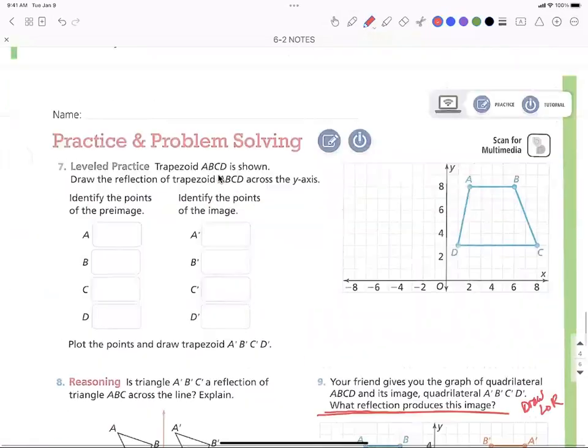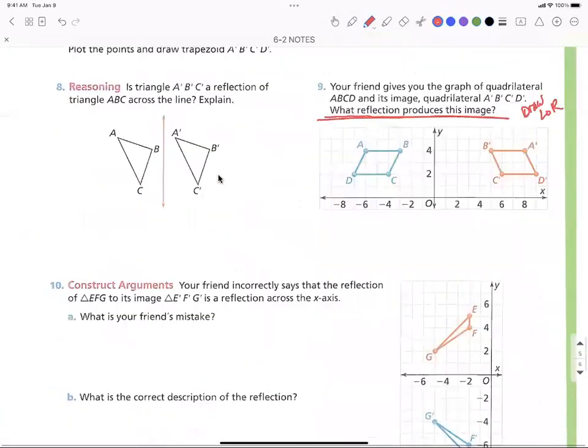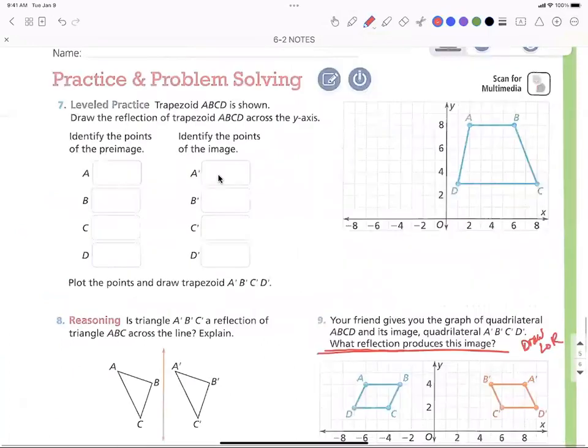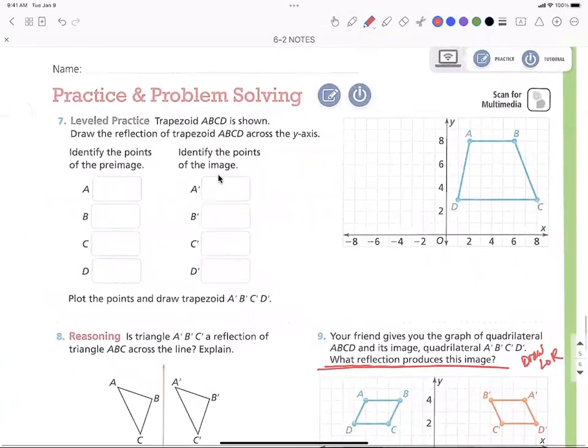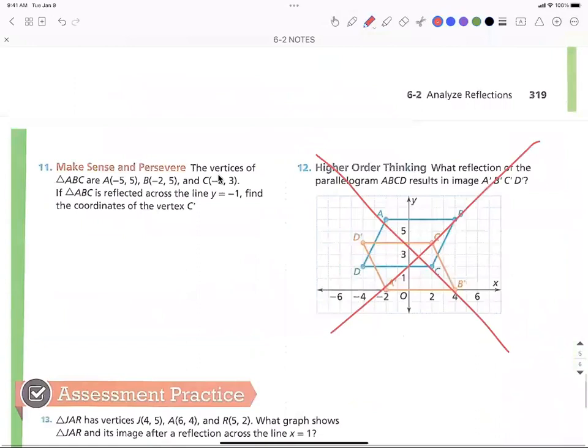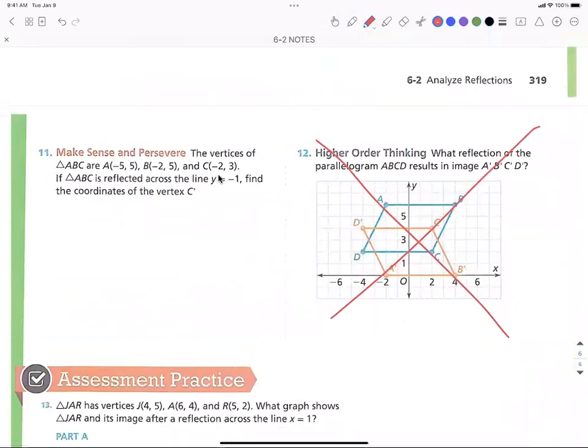Okay. All right. Your homework, pay attention, please. Your homework is page 319 and 320. You are going to do all of them, except you can mark out number 12. Okay. For those of you at home, email me if you have any questions.